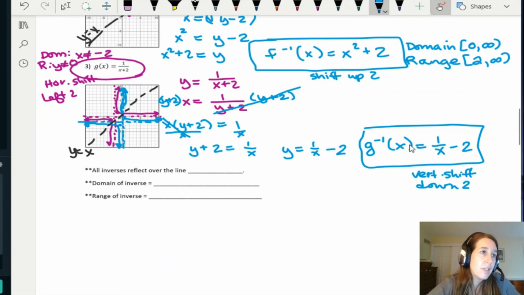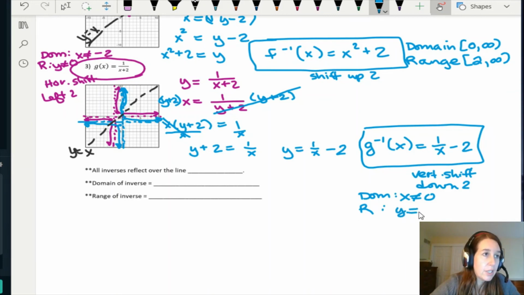And then let's contrast that with the inverse. So for the domain for the inverse, it's in blue. We did not move the vertical asymptote, so x cannot equal 0. And the range for the inverse was shifted down 2, so the y values cannot equal -2. See, confirm how these switched, right? The domain x could not equal -2, and now in the inverse, the range y cannot equal -2. Okay, so that kind of confirms what we were talking about before.